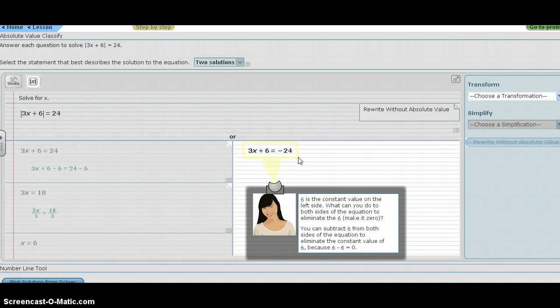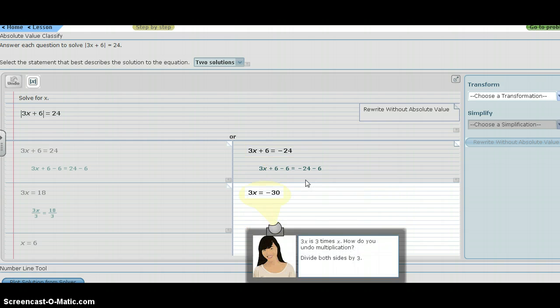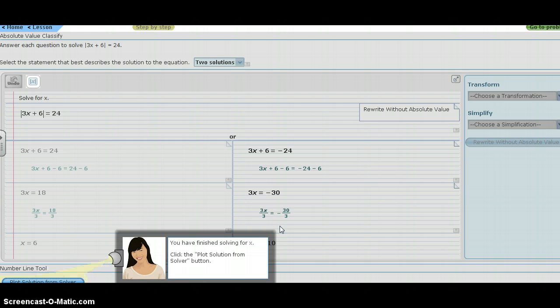Now we have to do the negative, because remember we've talked about this in class. In here this answer can be 24. 24 equals 24. But this can also be negative 24 because the absolute value of negative 24 is 24. So now we have to solve this equals to negative 24. Okay? So again, we want to choose our transformation, which would be subtract first. We want to subtract 6 from both sides. And then again, we're going to want to divide by 3 here to get x by itself. So we hit 3.